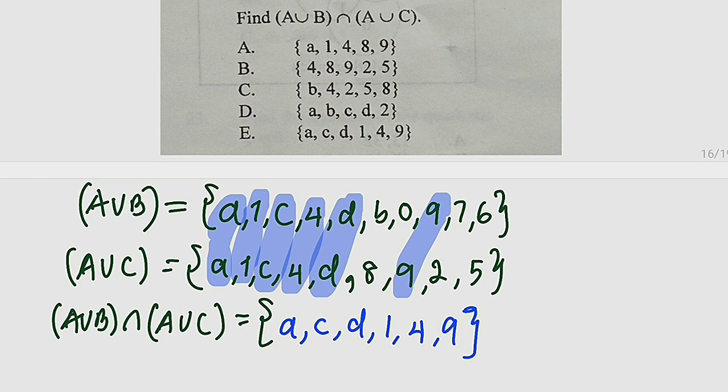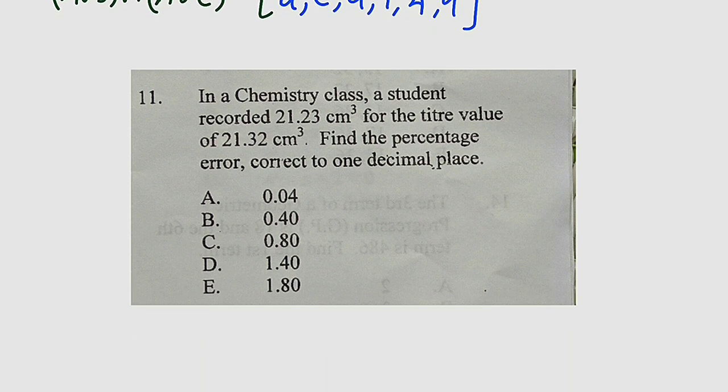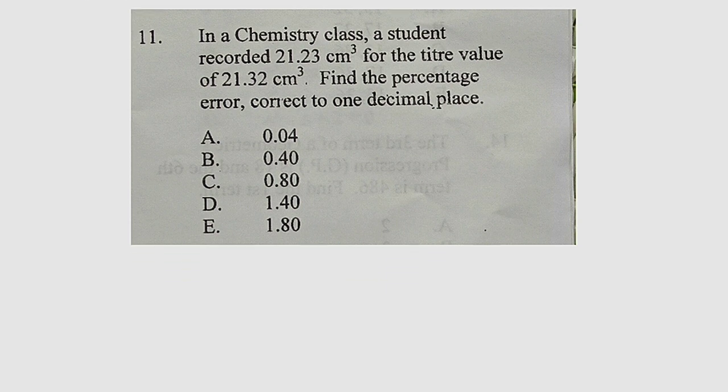So you can see right here is option E. This is the answer. Then we move to the next one, which is question number 11. Question number 11, in a chemistry class, a student recorded 21.23 cm3 for the theta value of 21.32 cm3. Find the percentage error correct to 1 decimal place.